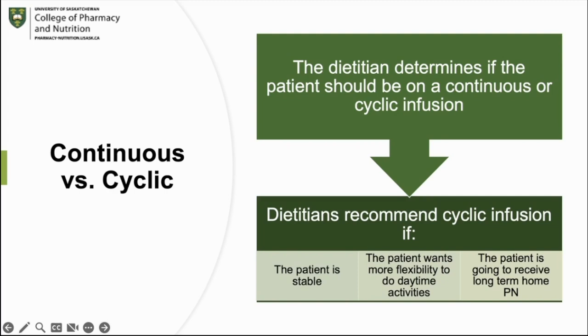based on a variety of factors. Some examples of why a dietitian would put a patient on cyclic infusion include if the patient is stable on their PN, if the patient wants more flexibility in their life to do activities during the daytime, and if the patient is going to be doing long-term PN at home.